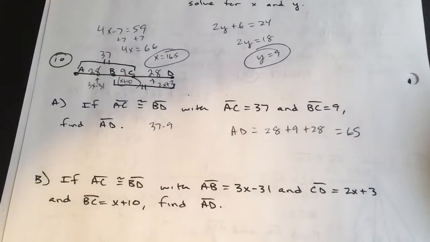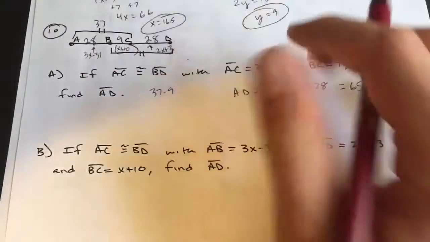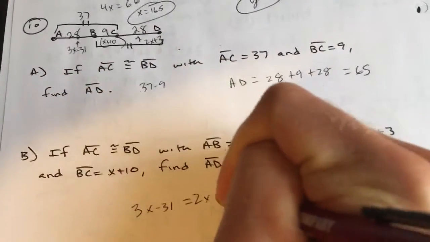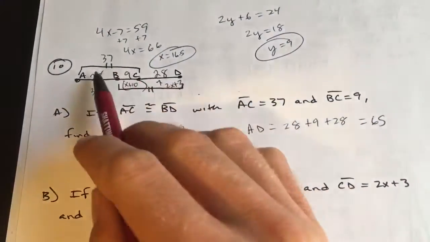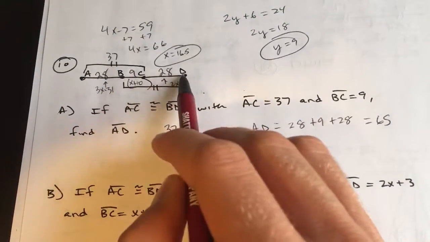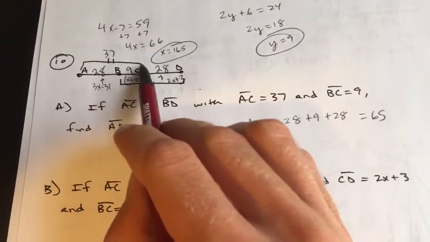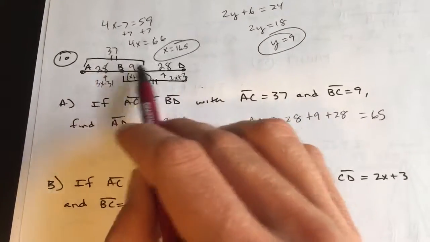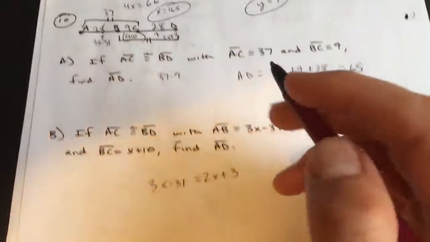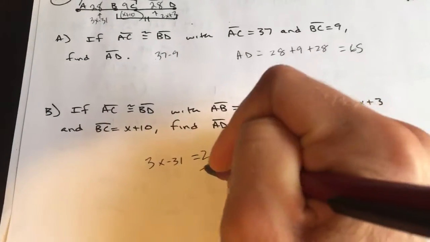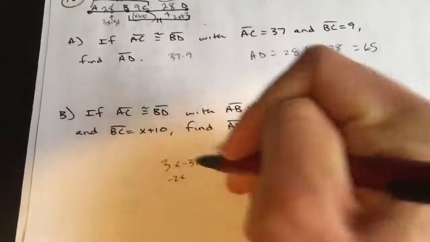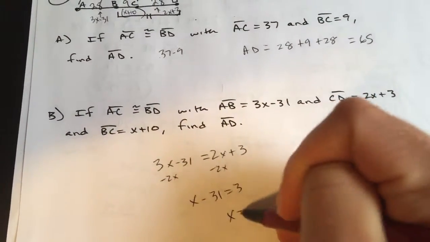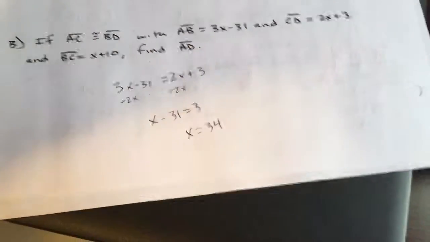I want to set AB then equal to CD, just because they are equal, just like in the last one. Again, if AC is equal to BD and you're subtracting BC from both, then AB must also equal CD, just how we found 28 in the last one. That's why we're able to set these two equal to each other. Subtract 2x from both sides. You get x minus 31 is 3x is 34. So I have to take that 34.